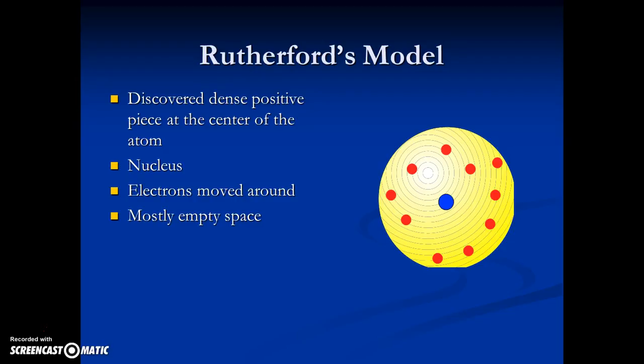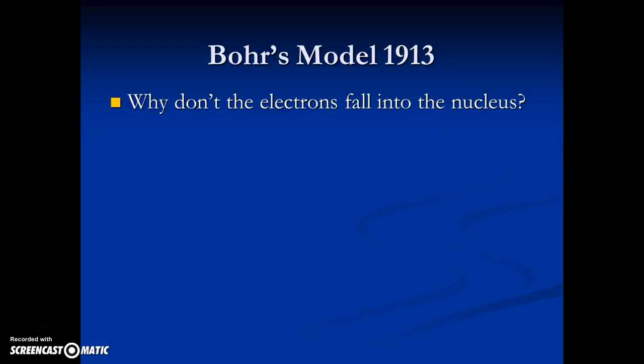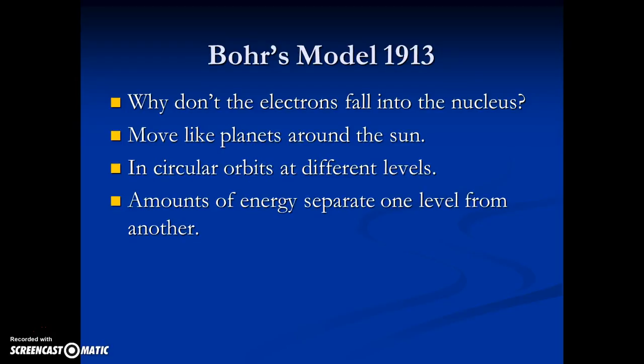As people started looking at Rutherford's model, one person in particular, a guy named Niels Bohr, said, okay, so we got these electrons out there, we got this positive nucleus in the middle, so why don't the electrons fall into the nucleus? Because opposites attract. A negatively charged particle is attracted to a positively charged particle. So they should fall into the nucleus. So he surmised that the electrons orbit the nucleus like planets around the sun. They actually stay in specific orbits, in specific patterns. And he called these orbits energy levels.